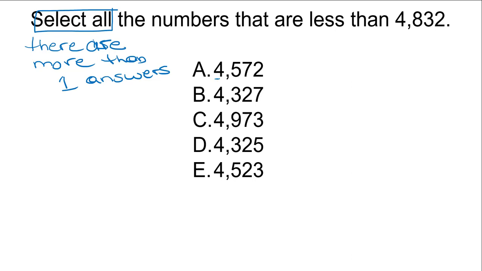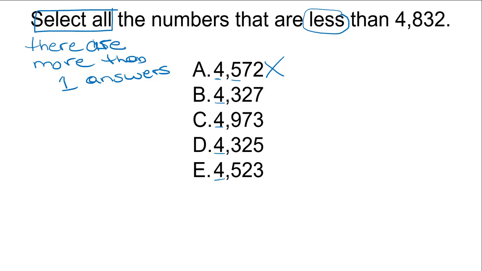4,832. All the digits are 4 in the thousands place, so we can eliminate that part. But then when we go to the hundreds place, I have a 5. Is 5 greater than 8? Nah. 5 is not greater than 8, so that's not. Ooh, wait a second. Uh-oh. We're not looking for numbers that are greater than. We're looking for numbers that are less than. Oh, yes. Let's not eliminate A.